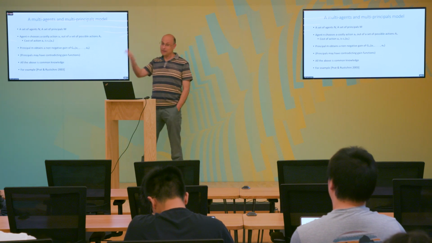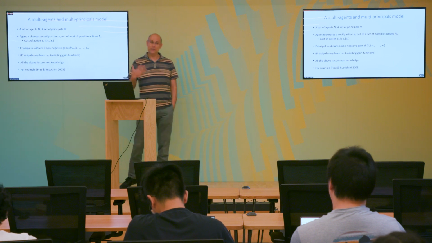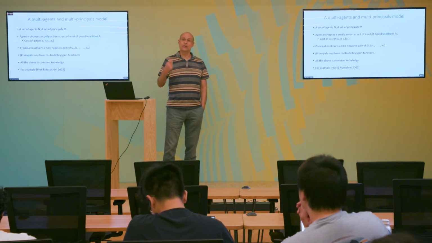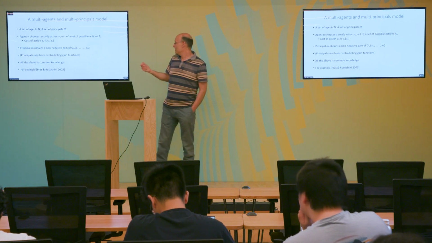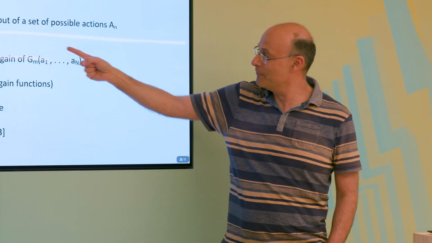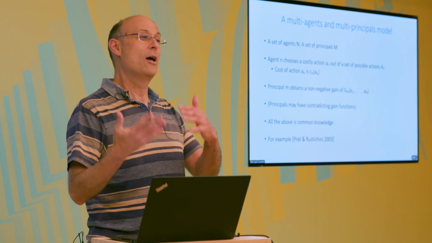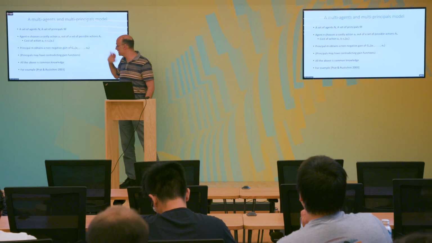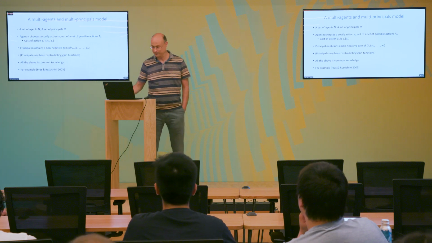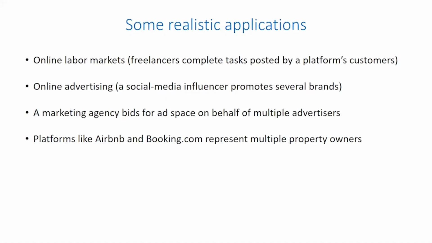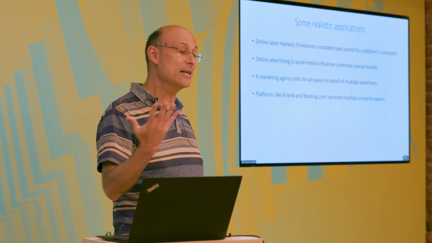And then there is the other side, which are the principals, and each principal obtains a gain from the actions of the agents. So the gain of a principal is just a function of the combination of actions of all the agents. And principals may have contradicting gain functions. So some principals want the agents to go left, while others want the agents to go right. This is a model that, for example, was studied by Prat and Rustichini in 2003. We could think of many realistic applications of this model. For example, online labor markets, where freelancers complete tasks posted by platforms' customers.